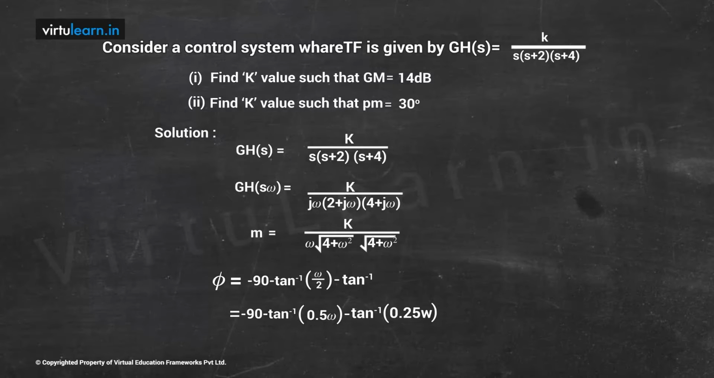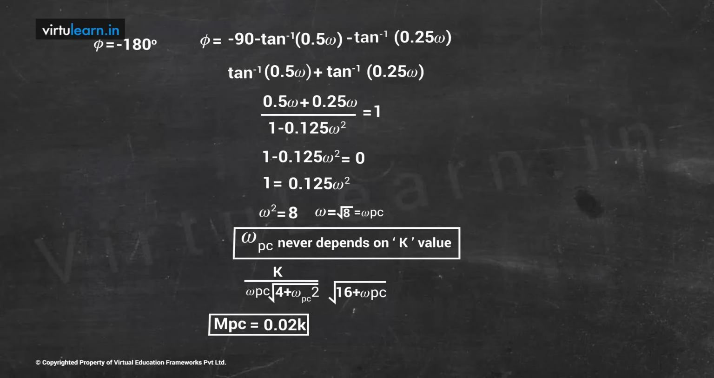So the first part let us take. The first part is, we need to find K value for specified gain margin of 14 dB. So I'll take the phase angle expression and equate it to minus 180 degrees. So if you do that, we have minus 90 minus tan inverse 0.5 omega minus tan inverse 0.25 omega is equal to minus 180 degrees. I can cancel all minus, I can take this 90 degrees to the other side. So I will be getting tan inverse of 0.5 omega plus tan inverse of 0.25 omega is equal to 90 degrees. Then you just apply tan on both sides.